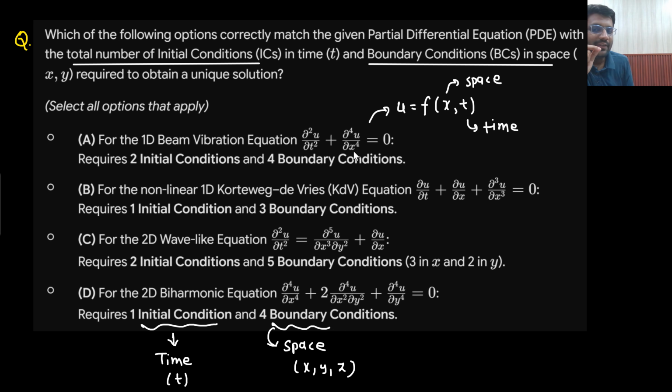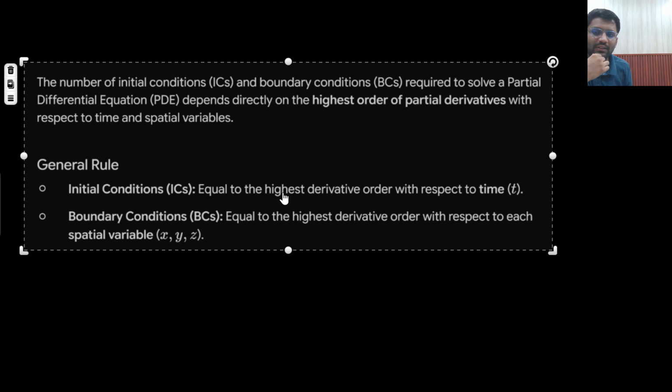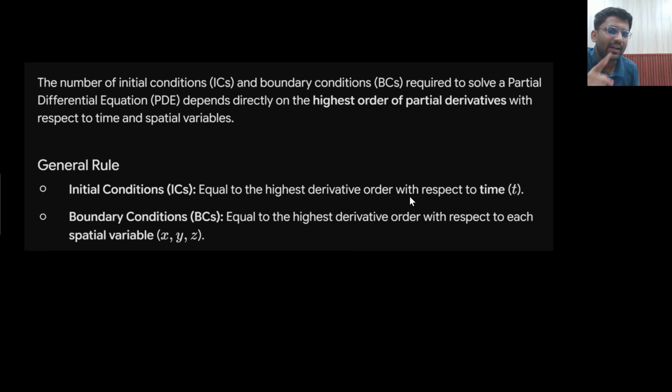So u is partially differentiated with respect to x 4 times, right? So maximum 4 times it has been differentiated with respect to x. That means you would require 4 boundary conditions. So how many boundary conditions would you require? 4 boundary conditions. And u is differentiated with respect to time t at most 2 times. So maximum differentiation has been done 2 times. That means 2 initial conditions you will require. So this is the theory that has been written. What is the general rule? The number of initial conditions will be equal to the highest derivative order with respect to time t.